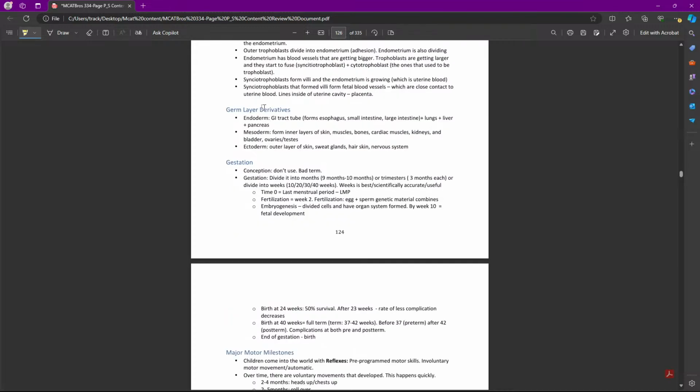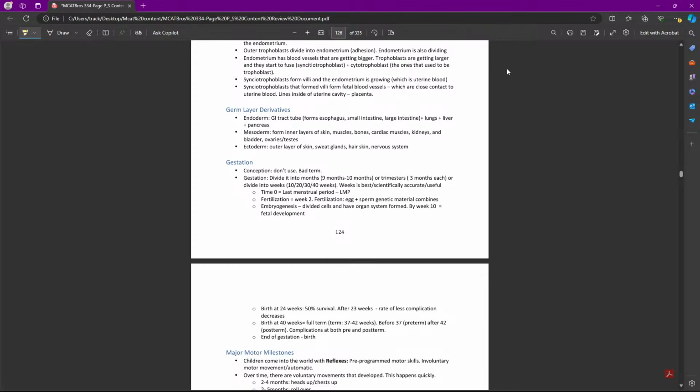So, the germ layers. The endoderm, the GI tract, lungs and liver. The mesoderm is the inner layers of the skin, muscle, bones, cardiac muscle, kidneys. Ectoderm is outer layers of skin, sweat glands, hair, skin, nervous system.